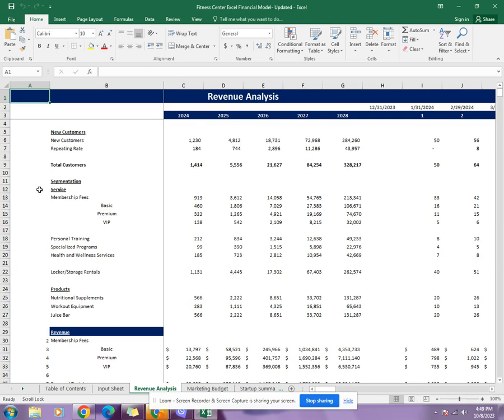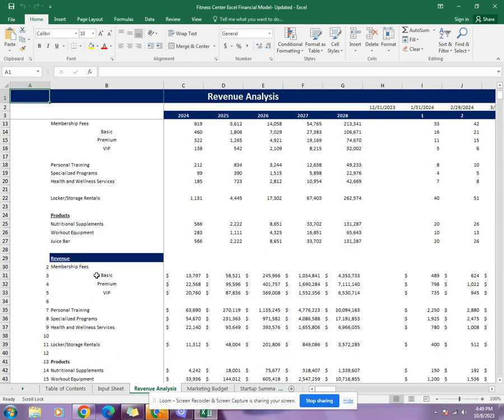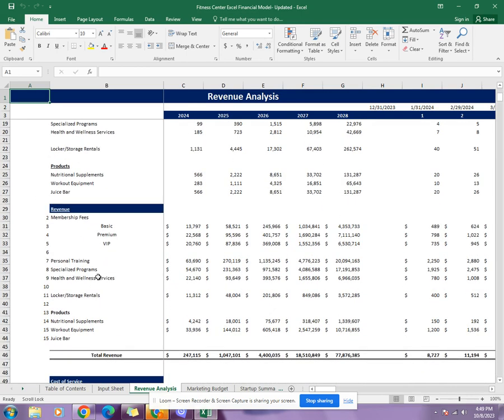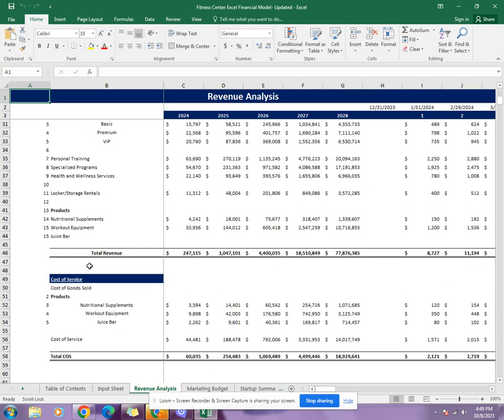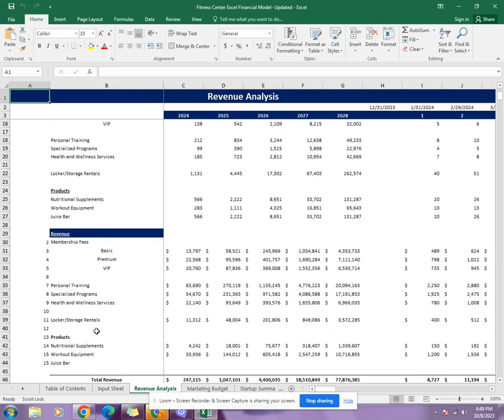Coming towards the revenue analysis, it includes all the relevant information of the customers, and then calculates the total overall revenue of the business that is being earned in the next 5 years in form of annual basis and monthly basis. It also gives you the cost of service or cost of goods sold that are being incurred by the business.